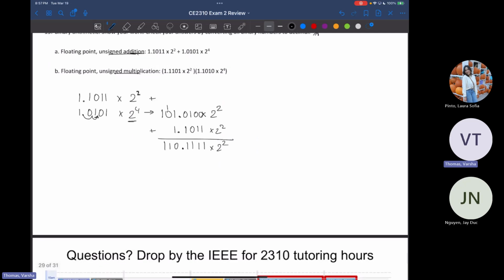Once I have my addition, I can normalize it. So we're going to just move our exponent over a little bit again. So we're going to say it's 1.101111 times 2 to the 4. So that's our final answer. I'm going to double check, make sure I got that right. Yes. Okay.